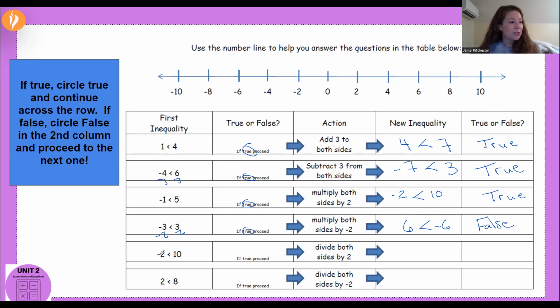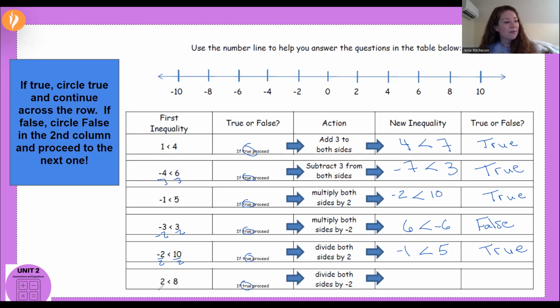What about -2 is less than 10? Is that true? It is. Divide both sides by 2. So -2 divided by 2 is -1. 10 divided by 2 is 5. So do we still have a true statement? Yes, we do. And then the last one, 2 is less than 8.